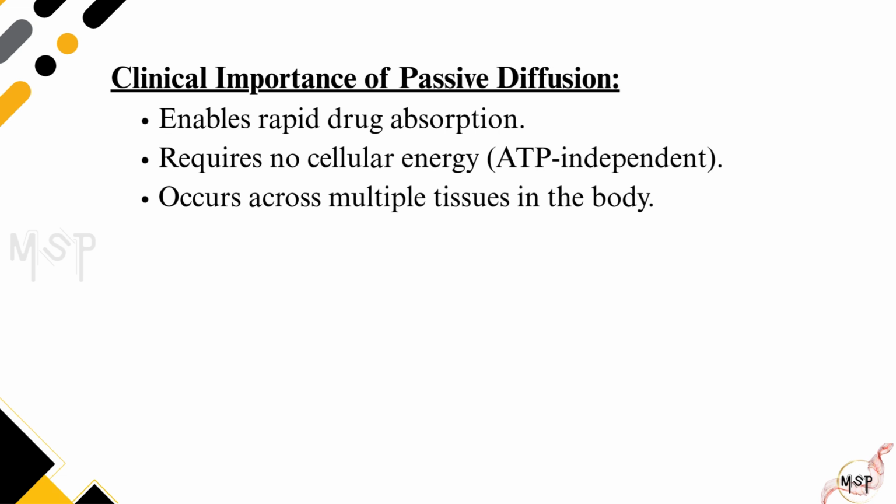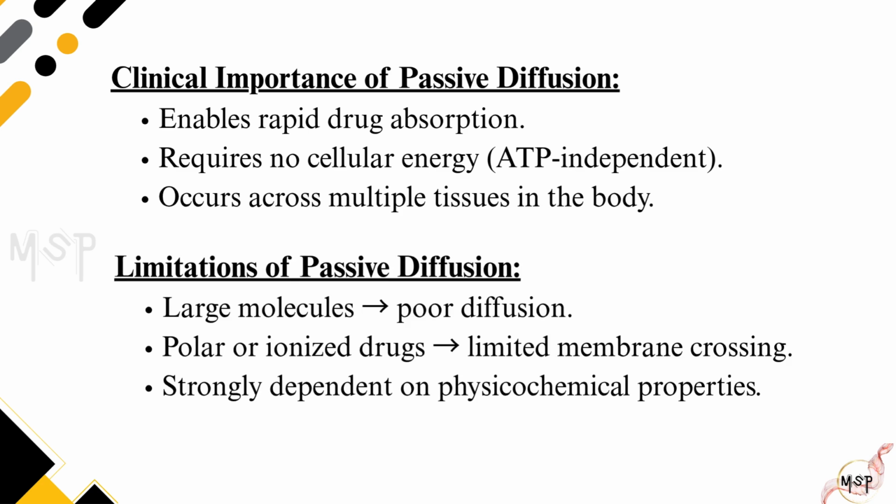Why does all of this matter clinically? Passive diffusion is important because it allows rapid drug absorption. It does not require cellular energy. It occurs in many tissues throughout the body. But it's not perfect. Passive diffusion has real limitations. Large molecules cannot pass easily. Highly polar or ionized drugs diffuse poorly. The process depends heavily on the drug's physicochemical properties.